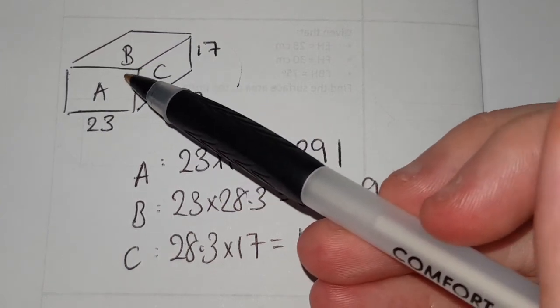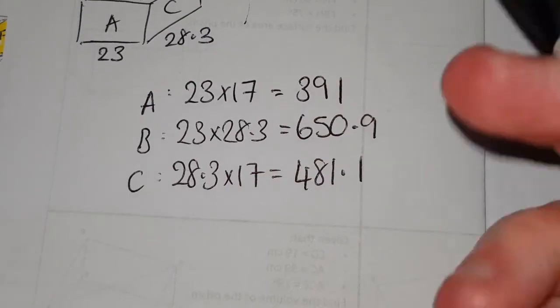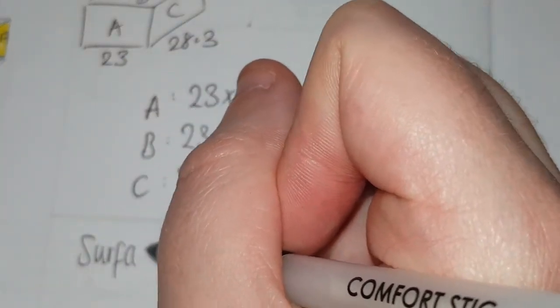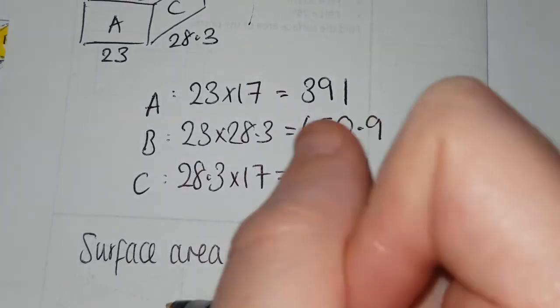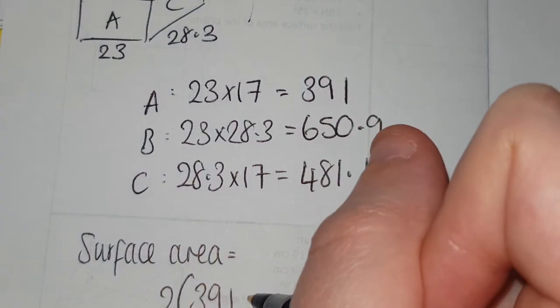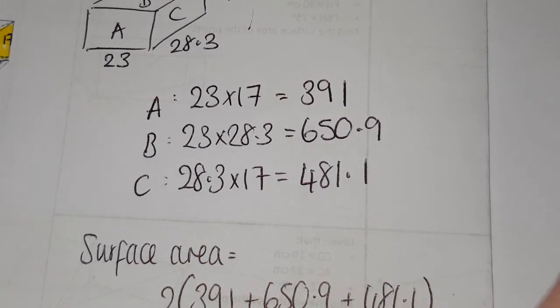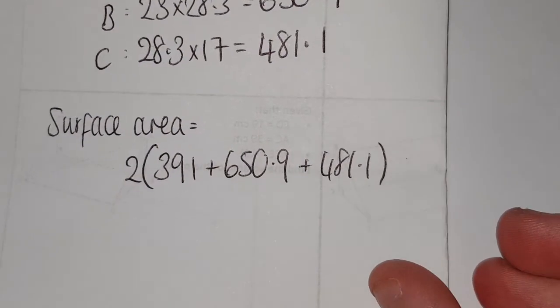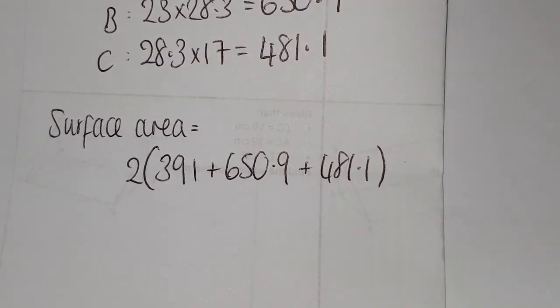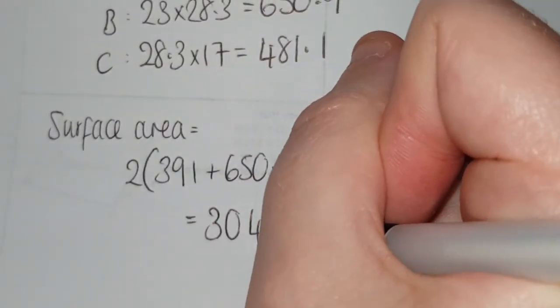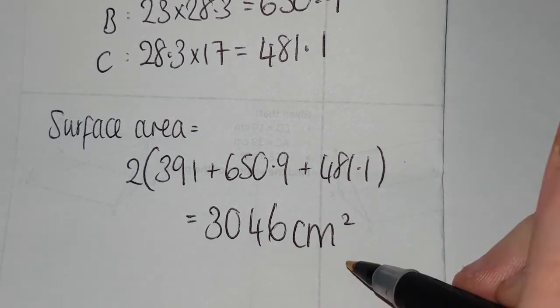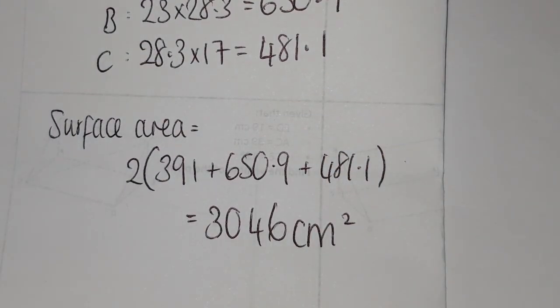So I've now got the area of the three faces that you can see, but remember there's two of each of those faces if you take account for the sides that you can't see, in which case my surface area is equal to 2 lots of the numbers that I've got there. All we're going to do is type that into a calculator. So you've got 2 lots of 391 plus 650.9 plus 481.1. That gives us 3046 exactly. And this time, because it's surface area, it's centimetres squared as opposed to last time being centimetres cubed.